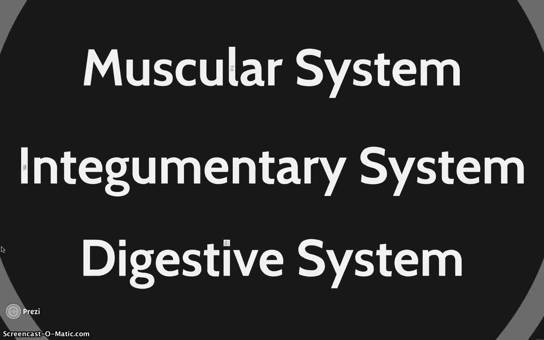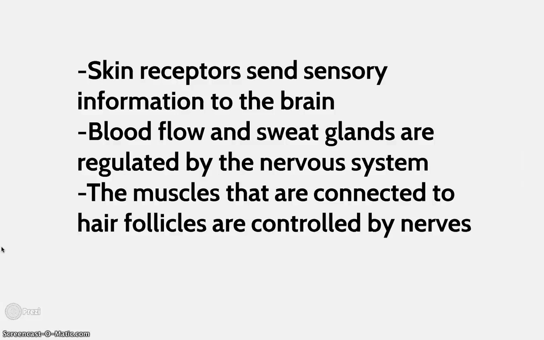Next is the integumentary system. The skin receptors send sensory information to the brain. Blood flow and sweat glands are regulated by the nervous system, and the muscles that are connected to hair follicles are controlled by nerves.